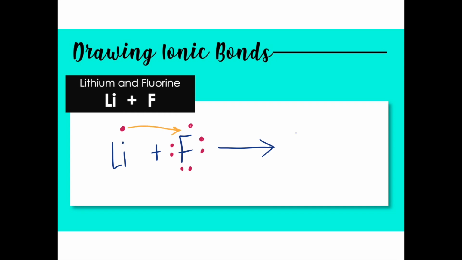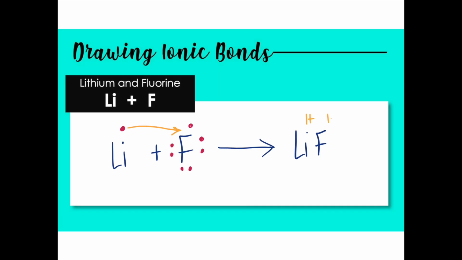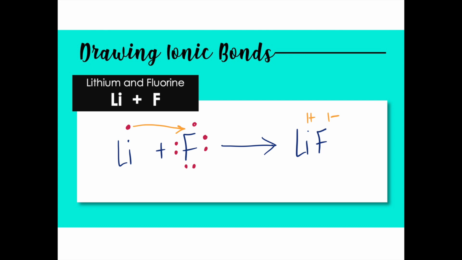Then on the other side, you will write out the metal first. It's the one that gave away electrons. It's the positive one, so that's lithium. And then you have fluorine, and fluorine has a 1 minus charge because it gained negativity, becoming negative by 1.